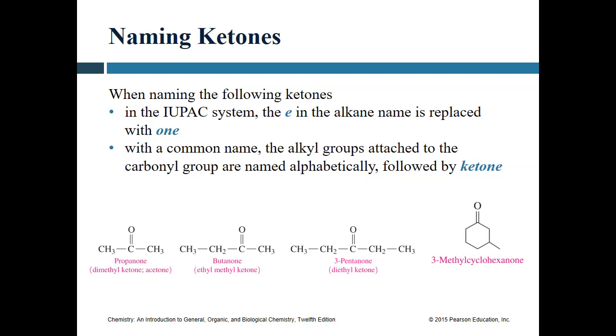So propanone here becomes dimethyl ketone. We know it better as acetone. For butanone here, it's ethyl methyl ketone. For 3-pentanone here, we've got ethyl, so diethyl ketone would be the appropriate common name. For cyclic ones, there really isn't a common name for them, because if the ketone is in the middle of a ring, there's no way to separate it into sides.